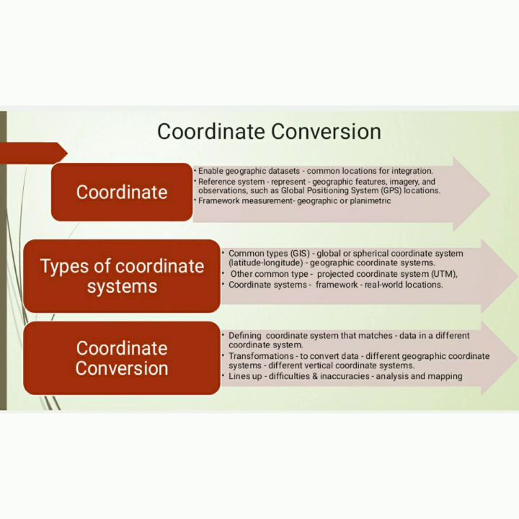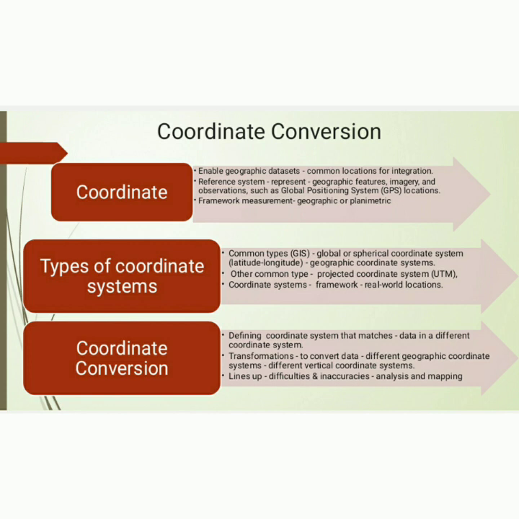What is a coordinate system? Coordinate systems enable geographic datasets to use common locations for integrations. A coordinate system is a reference system used to represent the location of geographic features, imagery, and observations, such as Global Positioning System or GPS locations, as well as framework measurements and geographic planimetric. And then, what are the types of the coordinate systems?